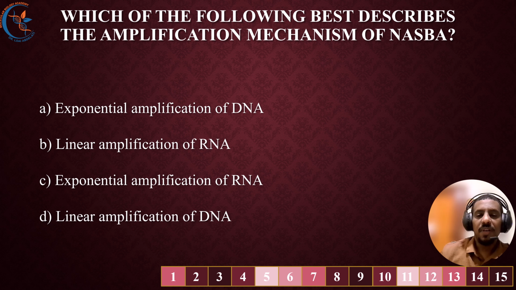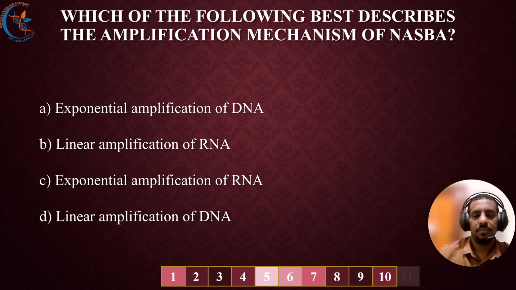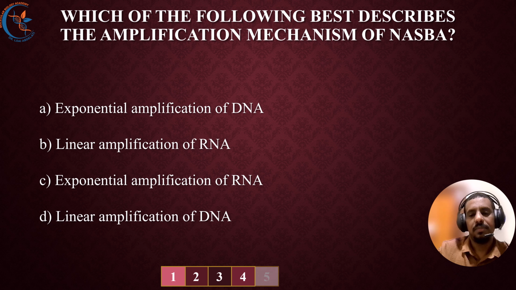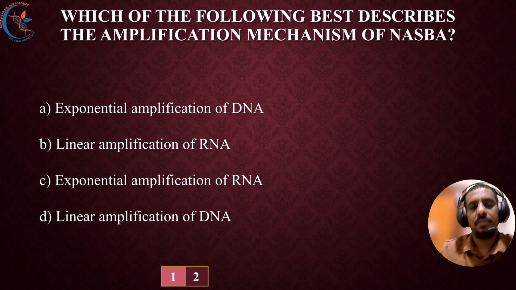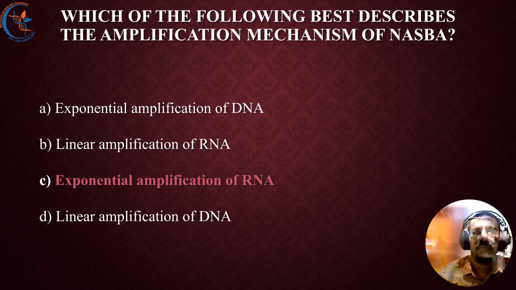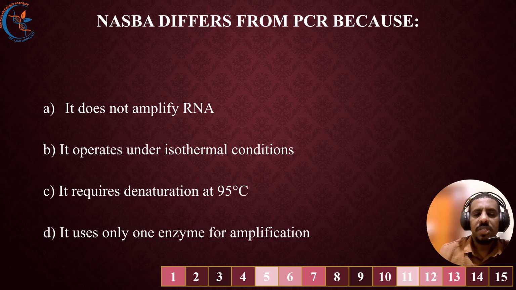Okay. Which of the following best describes the amplification mechanism of NASBA? The correct answer is exponential amplification of RNA. As we know, NASBA achieves exponential amplification of RNA through a series of enzymatic reactions, making it highly efficient for RNA detection. All right, the next question here.